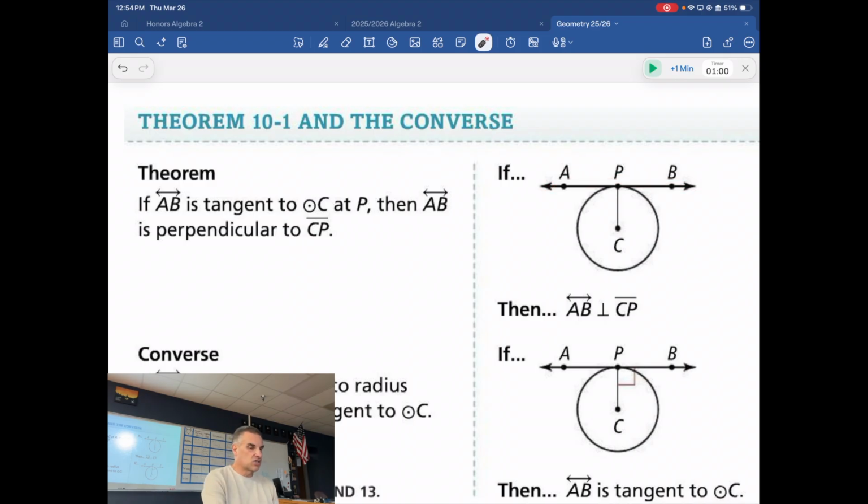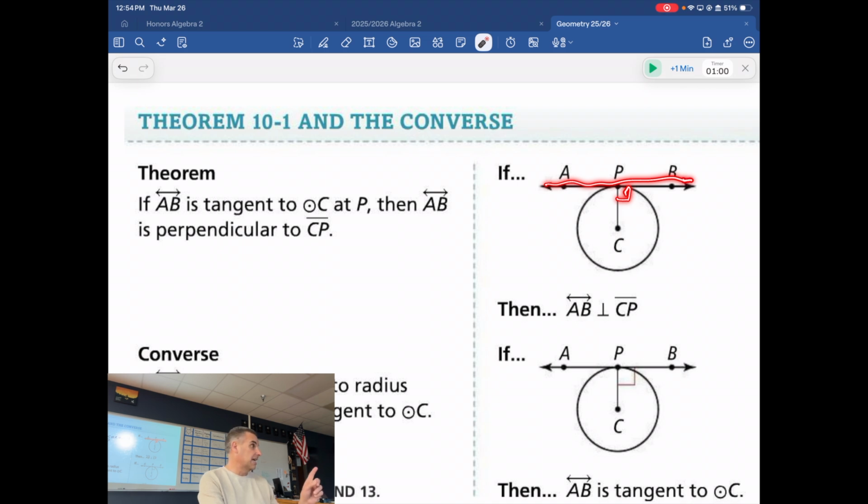I could create a triangle here. And if I create a triangle here, maybe I can use the Pythagorean theorem, if you're given a couple of things, to see if that's perpendicular. When all's said and done, that has to be a 90-degree angle. If it's a 90-degree angle, that's a tangent line. If it's not 90 degrees, it's not a tangent line.